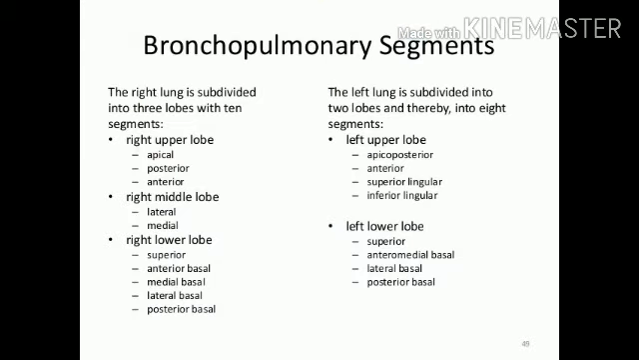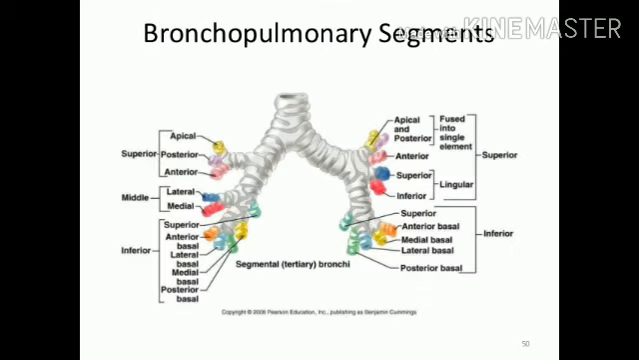Pulmonary segments of the right lung: in the upper lobe, apical, posterior, and anterior; in the middle lobe, lateral and medial; in the lower lobe, superior, medial, anterior, posterior, and lateral basal. The bronchopulmonary segments of the left lung: the upper lobe has apical, posterior, anterior, superior lingular, and inferior lingular; and the lower lobe has superior, medial, anterior, lateral, and posterior basal.